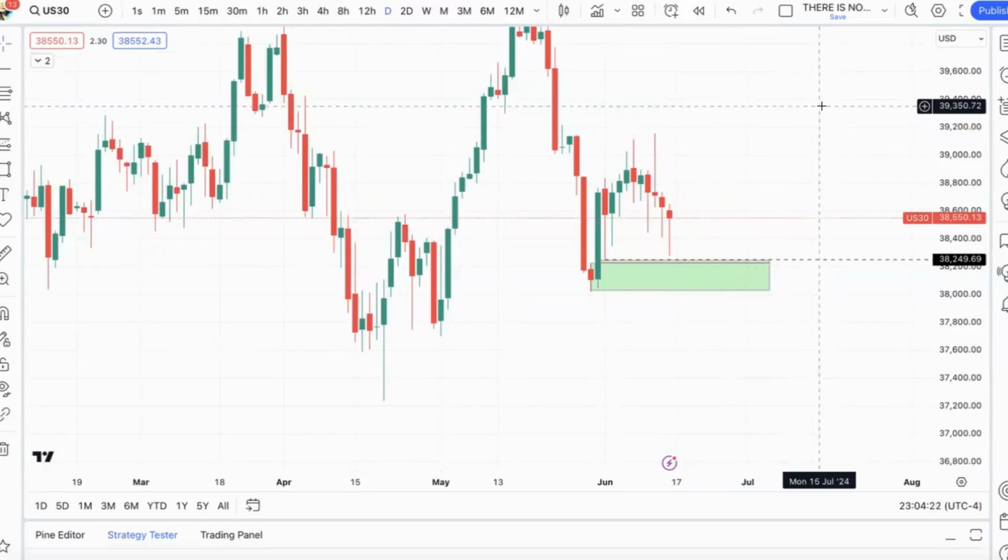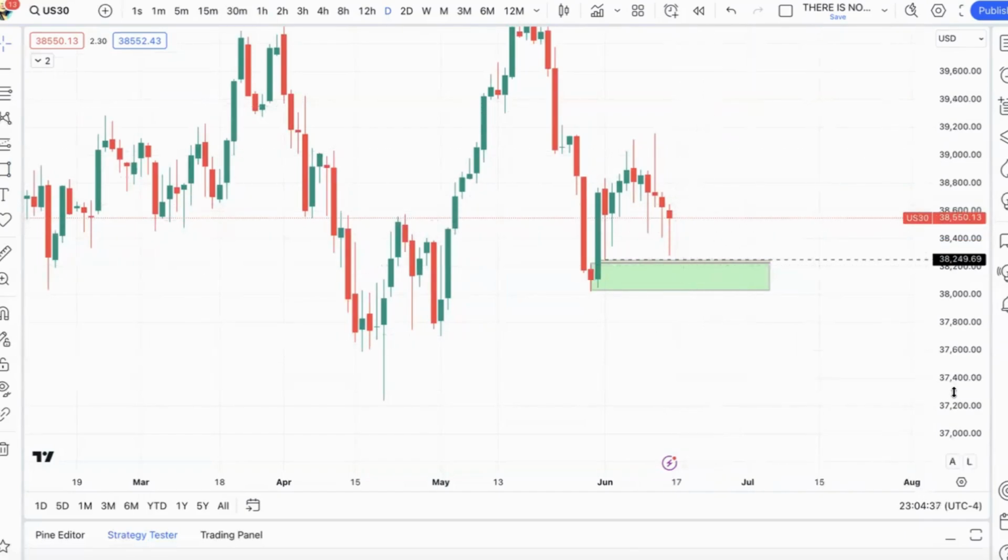Those are your confirmations. The last confirmation is that if you're selling, you need to be in premium. If you're buying, you need to be in discount. So go ahead and practice those confirmations for your next entry, those who were confused on that.